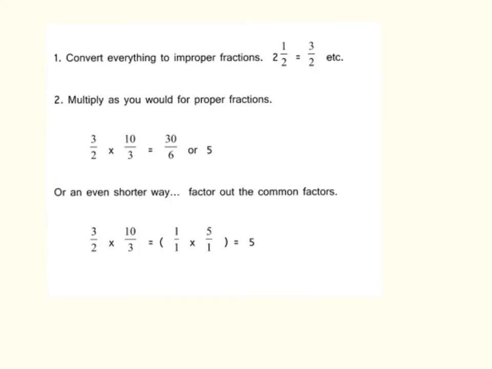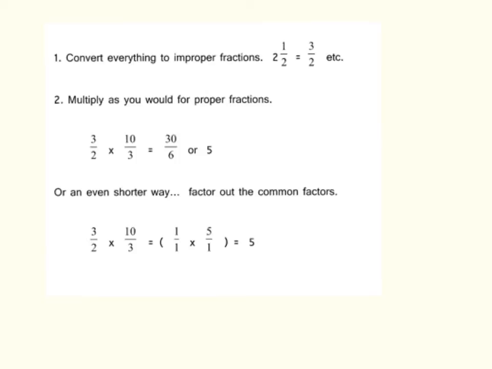So here it is. First of all, you're going to convert all of these into improper fractions. So instead of saying 2.5, you're going to say 3/2. So then I rewrite this. Now it's 3/2 times 10/3, exactly the same values, just different ways of writing it. Now I can multiply straight across. 3 times 10 is 30, 2 times 3 is 6, or 5.